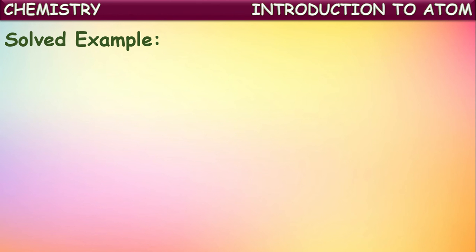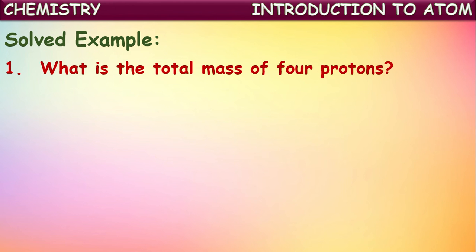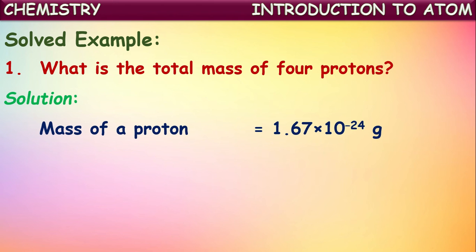Now let us see a solved example based upon these properties of anode rays. See the question here: What is the total mass of 4 protons? If we know the mass of 1 proton, then we can calculate the mass of 4 protons. In the solution, the mass of 1 proton we know is 1.67 into 10 to the power of minus 24 grams, or else 1.00727 AMU. In grams, it is taken as 1.67 into 10 to the power of minus 24 grams. This is the mass of one proton.